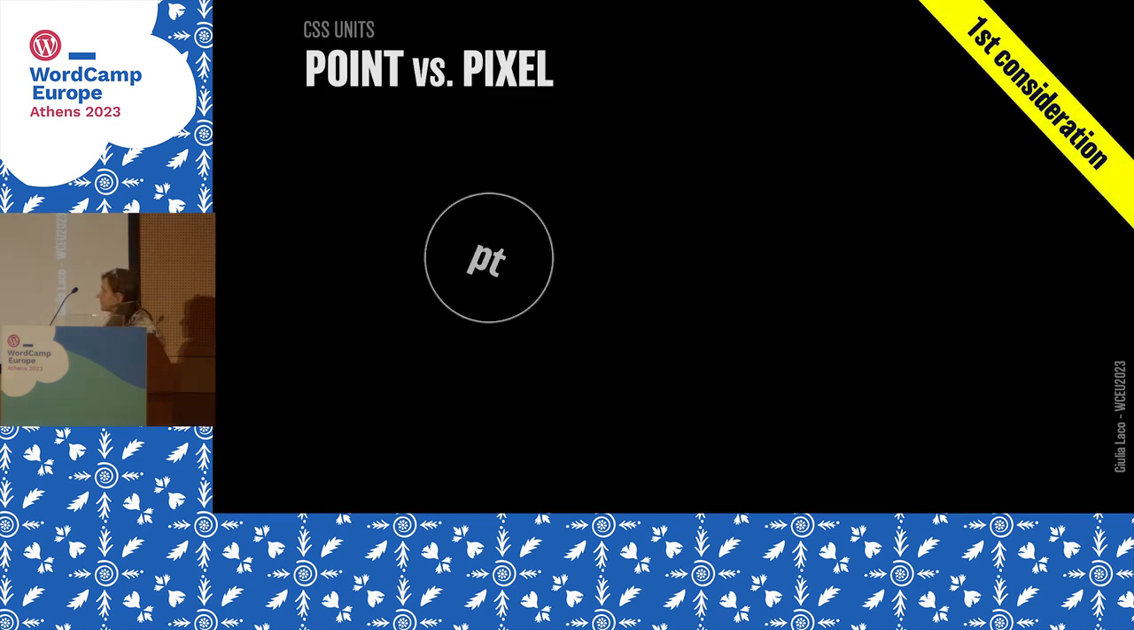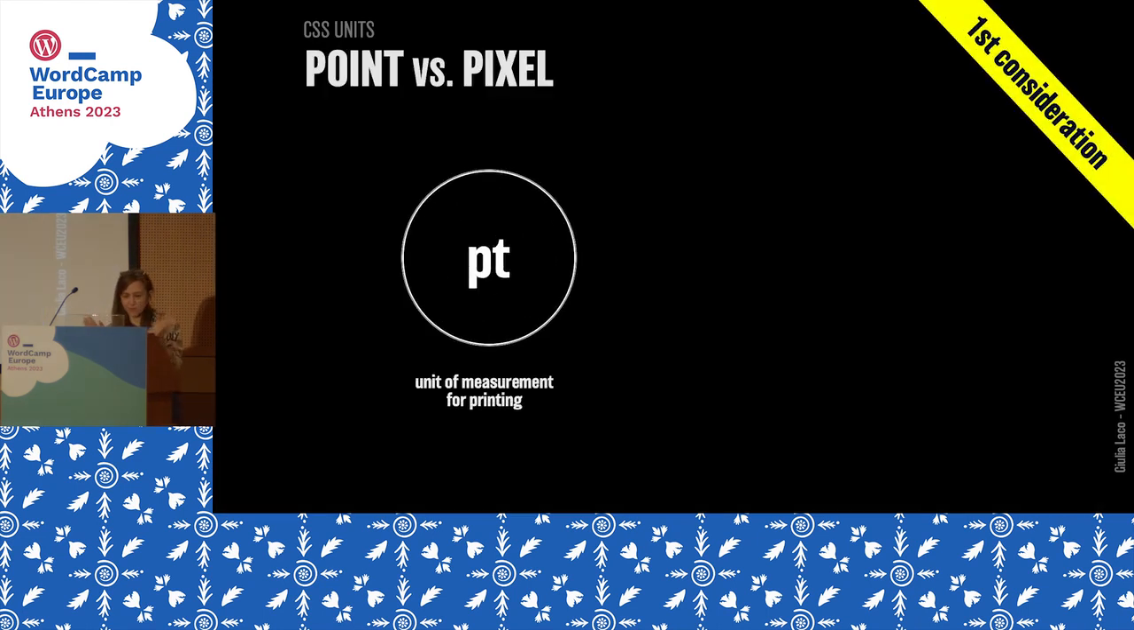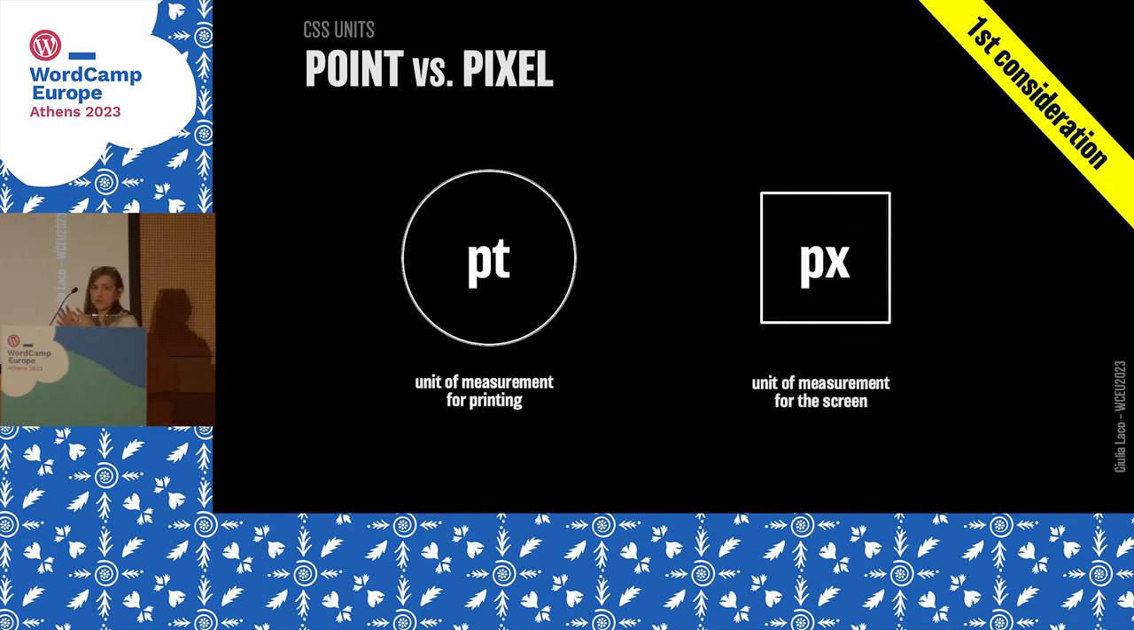Okay, let's go to the first consideration. Points were meant for paper, for print. It's not a question: they shouldn't be used on screens. On screens we have pixels. You know, the graphic department reasons in pixels, not in points. Well, I mean the old graphic department that was making material for print used points. But web designers shouldn't use points, they should use pixels.